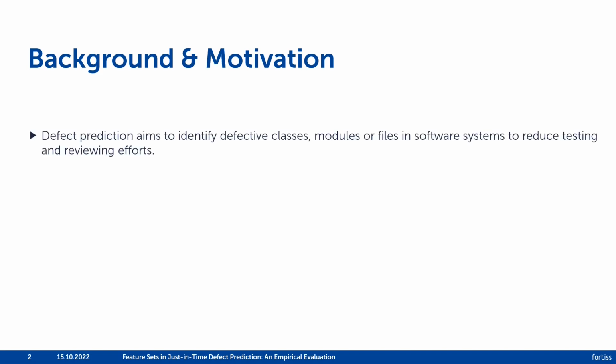Defect prediction automatically identifies defective classes or modules in a new software release in order to reduce testing and reviewing efforts and find defects before they occur in a production environment.